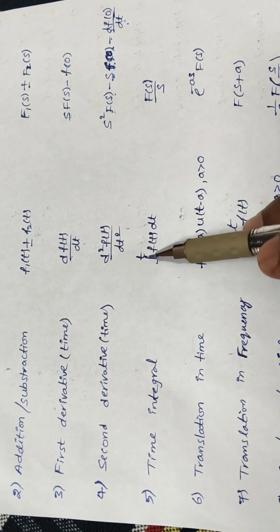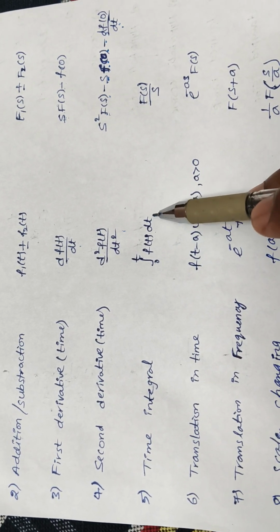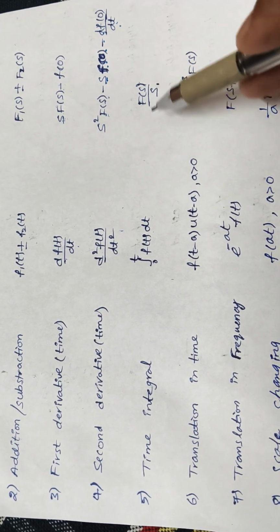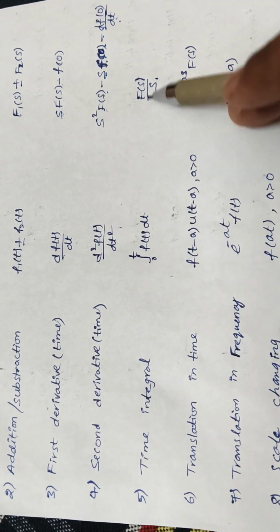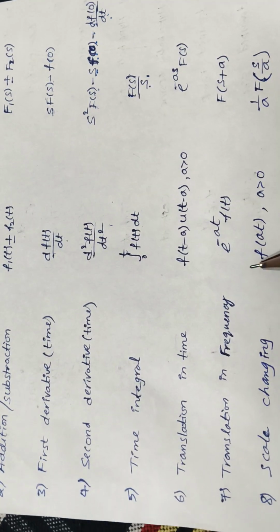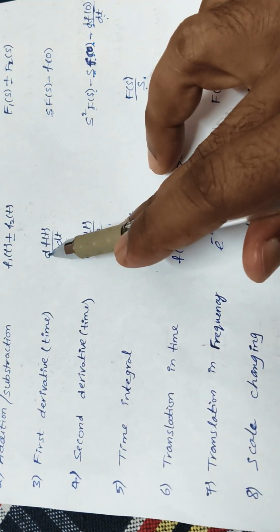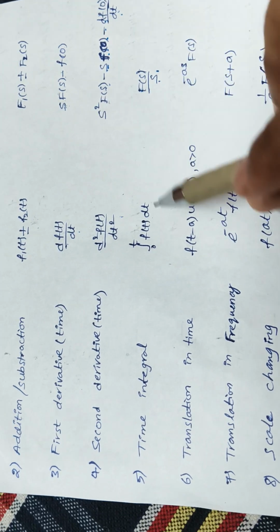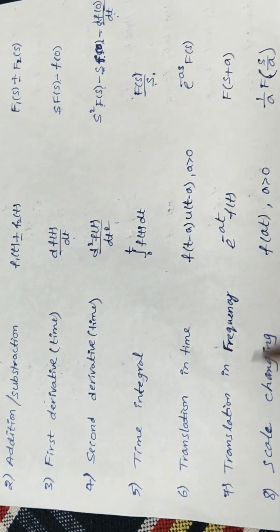Time integral means integral 0 to t of f of t into dt, and you get F of s by s in the s domain. So the time integral is nothing but 1 by s. Okay. Derivative means s, and integral means 1 by s, you will get it.